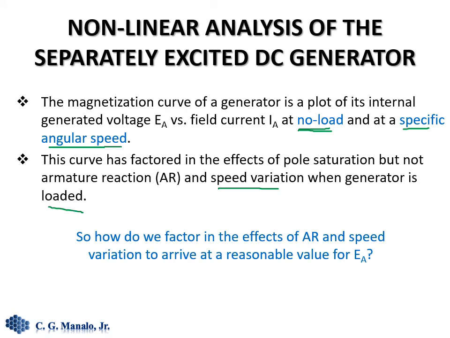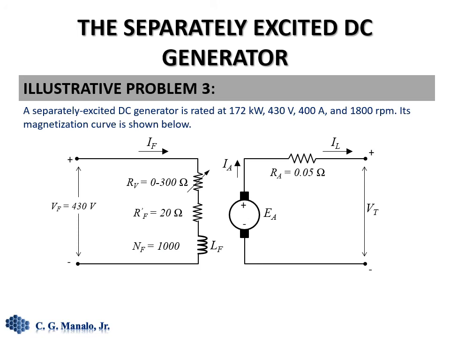So how do we factor in the effects of AR in our computations? We show this by another example. Here we have a separately excited DC generator. It has a rating of 172 kilowatts. So this is the maximum wattage that it can handle.